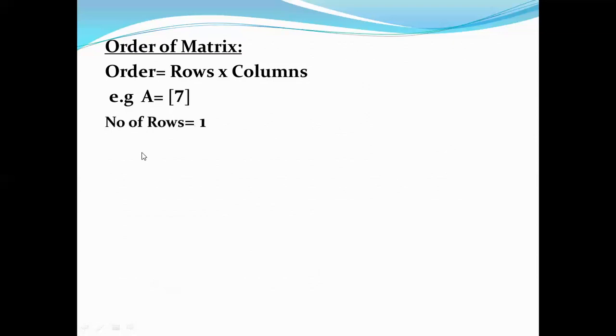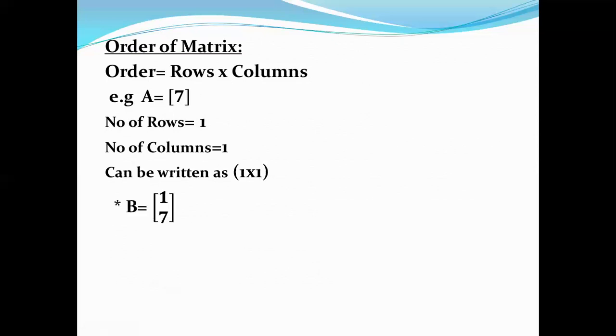Order of matrix. Order of matrix would be equal to rows multiplied by columns. For example, if we have a matrix A that is equal to 7, it means in this matrix we have only one element, that is 7. So how many rows are there? There is one row and one column. So number of rows equal to 1 and number of columns equal to 1. So it can be written as 1 by 1. Here this one is showing the number of rows and this one shows the number of columns.